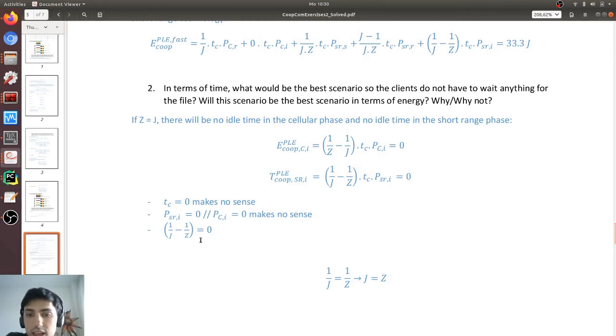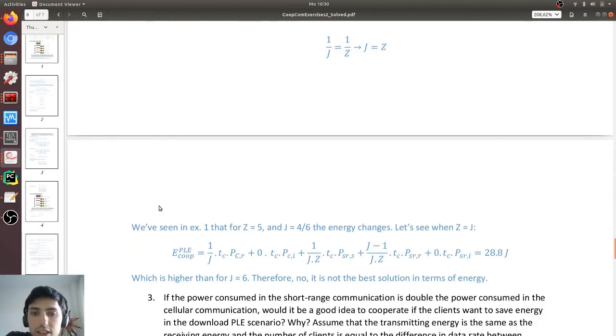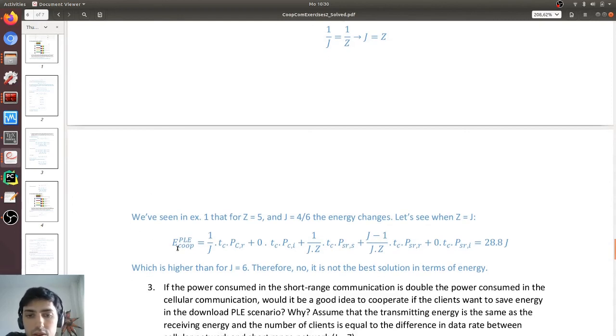Of course, j needs to be exactly the same as z. We can take this value, or we can take the other one. Here I took the one in the short range, but it doesn't matter. So regarding the energy, we saw that for z equals 5 and different j's, the energy changes, of course. Now let's see what happens when z is equal to j. We get this. We just need to put here the same j and the same z.